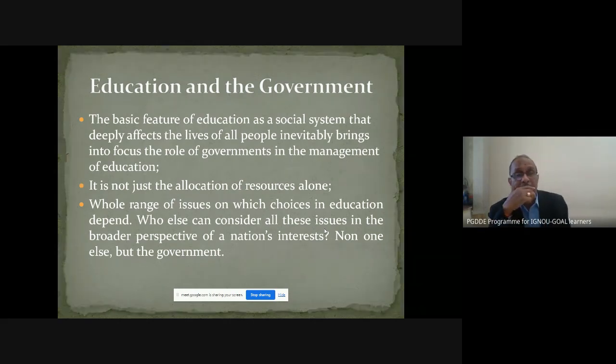What is the management? It is not just that government gives money to colleges and universities. It is not only allocation of funds; it goes beyond that. What is beyond that? Suppose you need people to run the colleges. You need the faculty to run the schools.